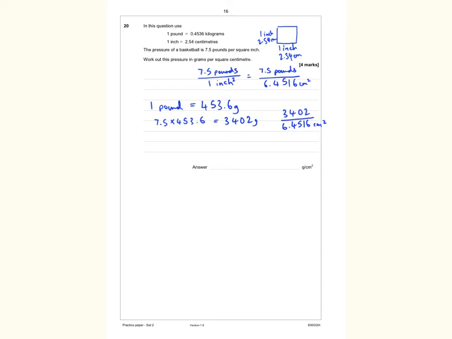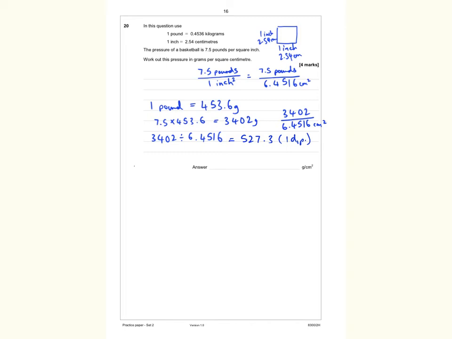Okay, so I'm going to do 3,402 divided by 6.4516. That gives us the number 527.3 to 1 decimal place.